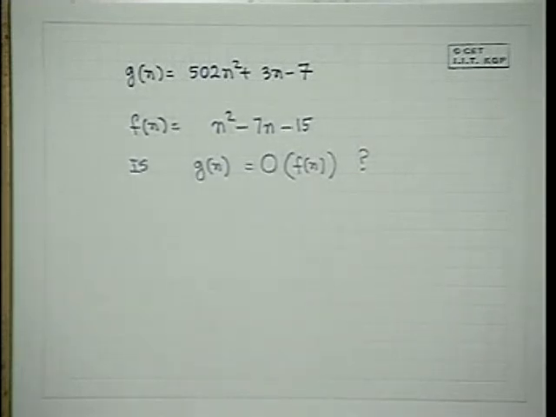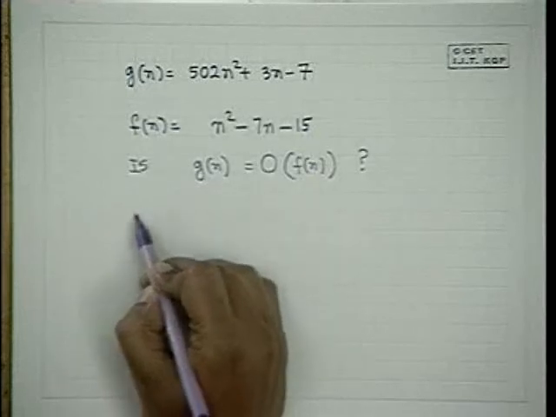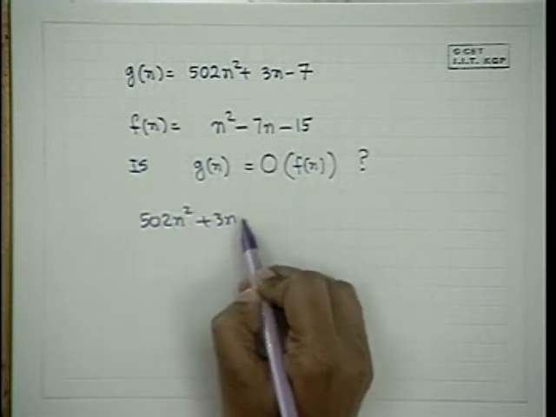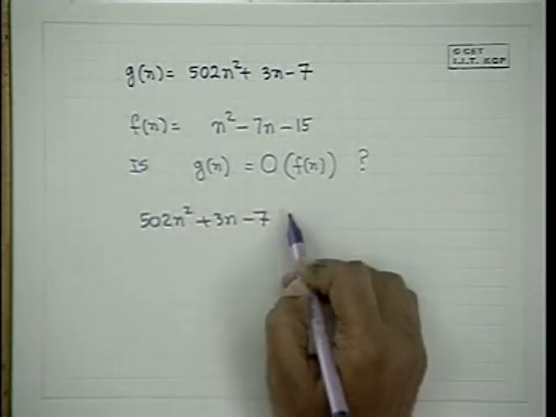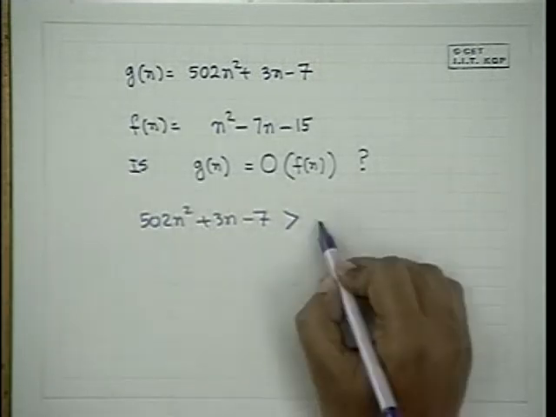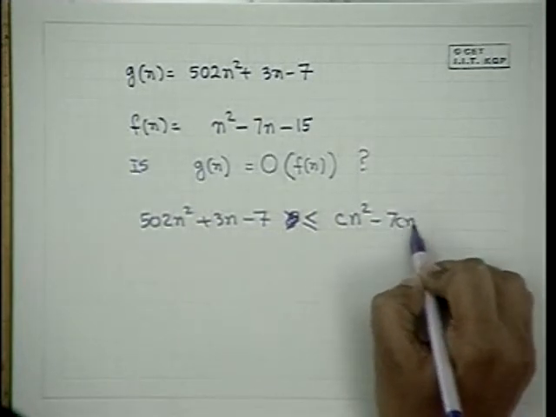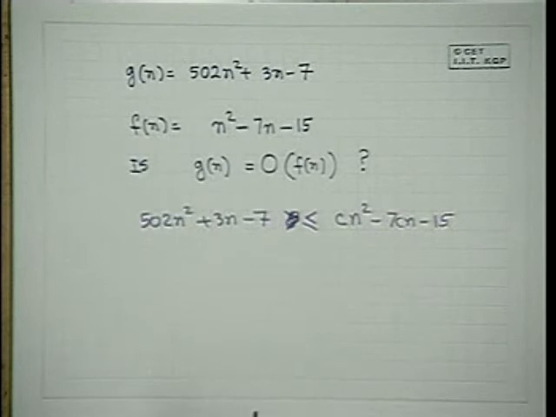What is the answer? Is Gn upper bounded by Fn? Yes or no? That means you have to prove that 502 n square plus 3n minus 7 is less than or equal to C n square minus 7cn minus 15 for some C, beyond some n naught. You will get it.